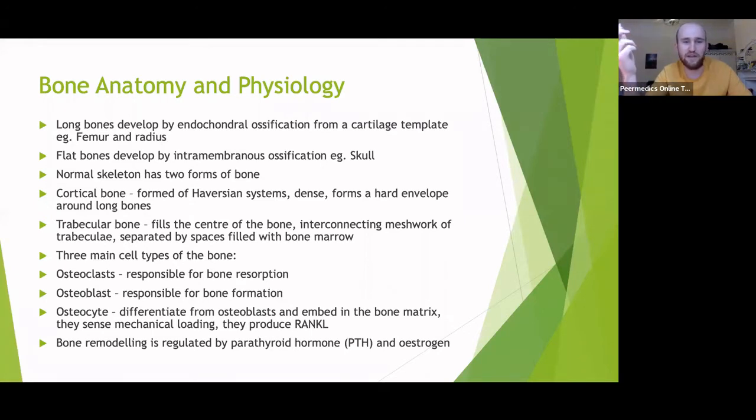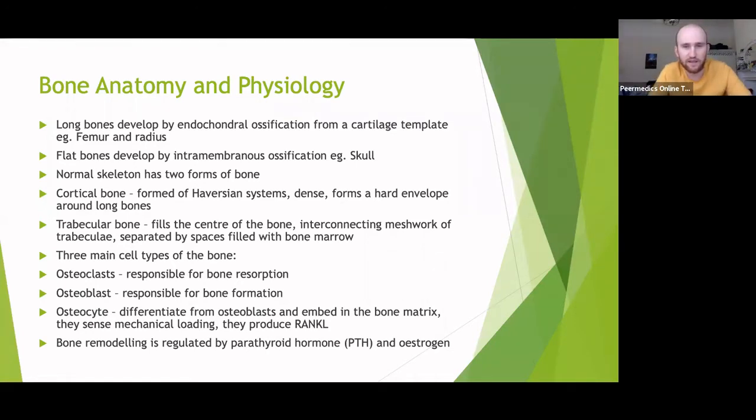And then you have your three cell types in the bone: osteoclasts, which do bone resorption, osteoblasts for bone formation, and then osteocytes, which differentiate from osteoblasts, and they're the normal cell within bone. They produce RANKL, which we'll discuss a little bit later. Okay. So there are some close links with lots of signaling hormones and receptors, such as PTH and estrogen. Another quick question I can ask.